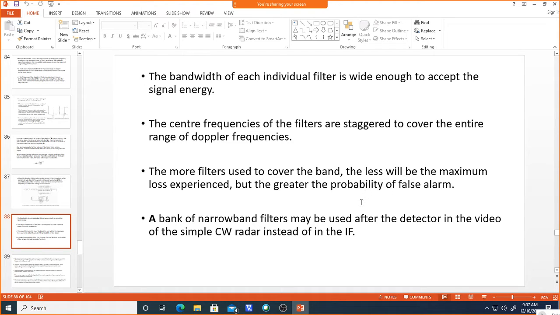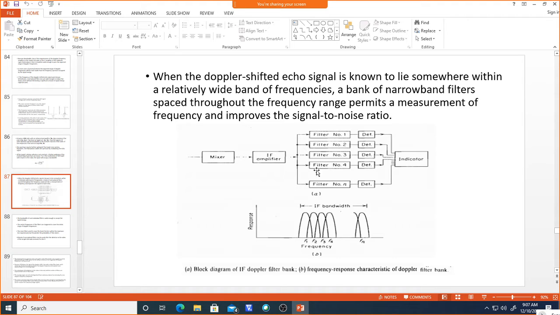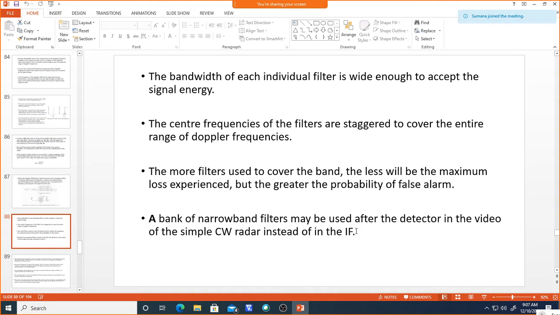then the probability of false alarm will be high. Okay, and the narrow band filters can even be used after the detector, in the video section, that is the video amplifier or video device before the PPI indicator. So instead of putting the filter banks after the IF, you can put them after the video amplifier, before the indicator, and you can still get the detection of the target.